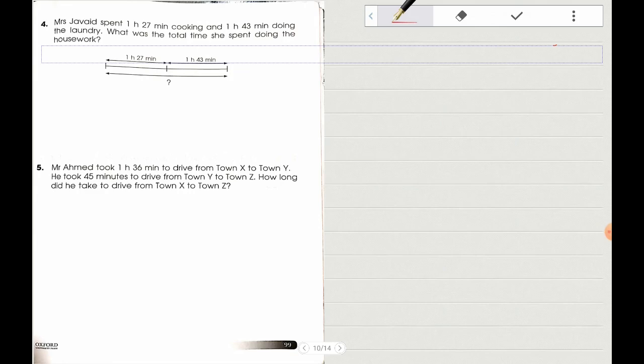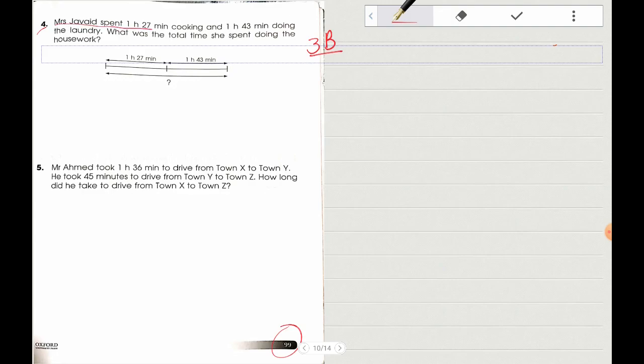As we all have done the practice of word problems from the textbook, we will have some more practice of word problems on your workbook 3B. Now you can see on page number 99, these are the simple word problems. Look at question number 4.